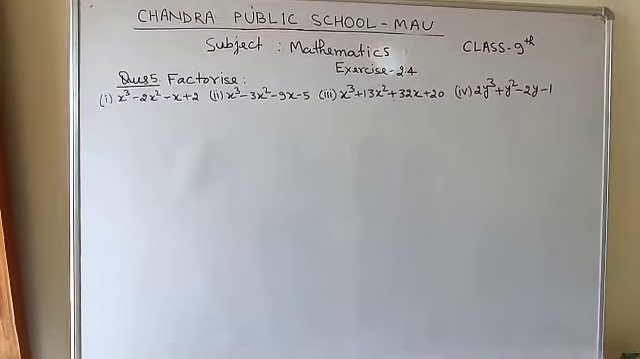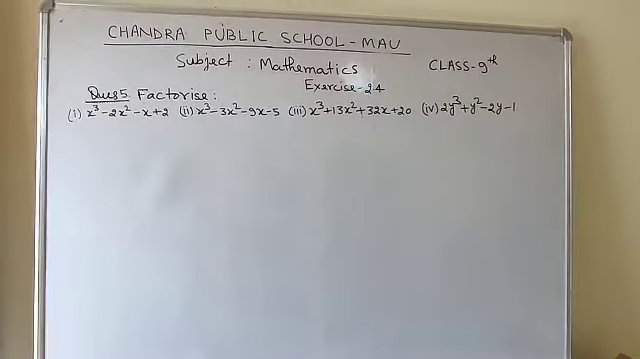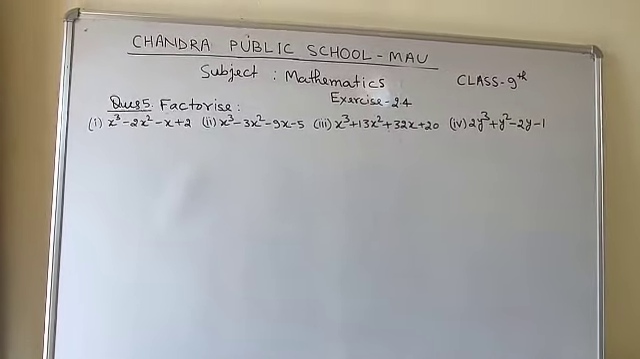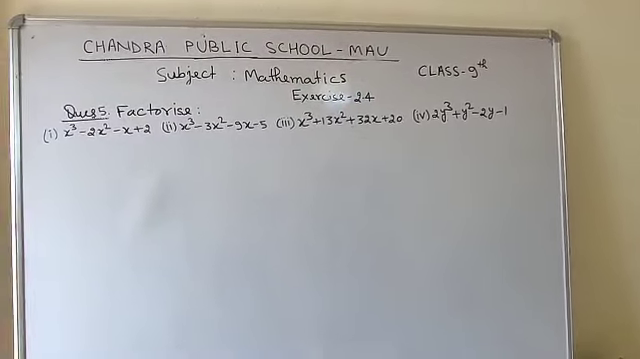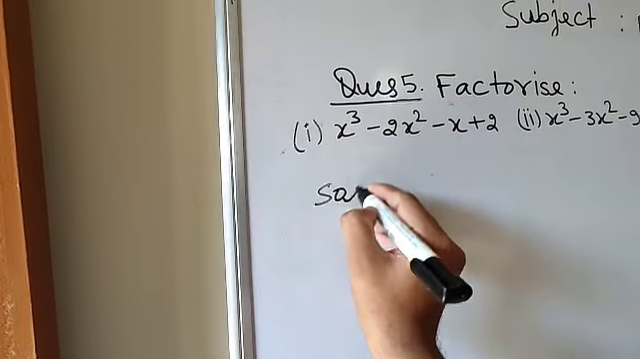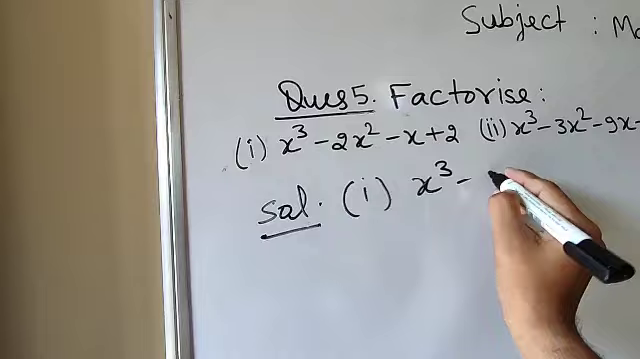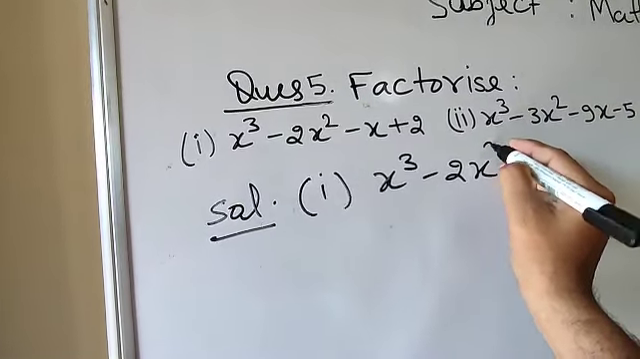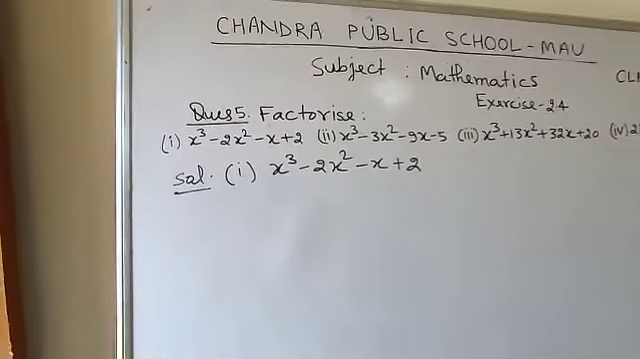But here in this question it is the cubic polynomial. So all these parts will have the 3 factors. So here I am going to explain how to factorize the cubic polynomial. So I am going to explain the first one. So here it is the first part, that is x cube minus 2x square minus x plus 2. So I have written the first part.